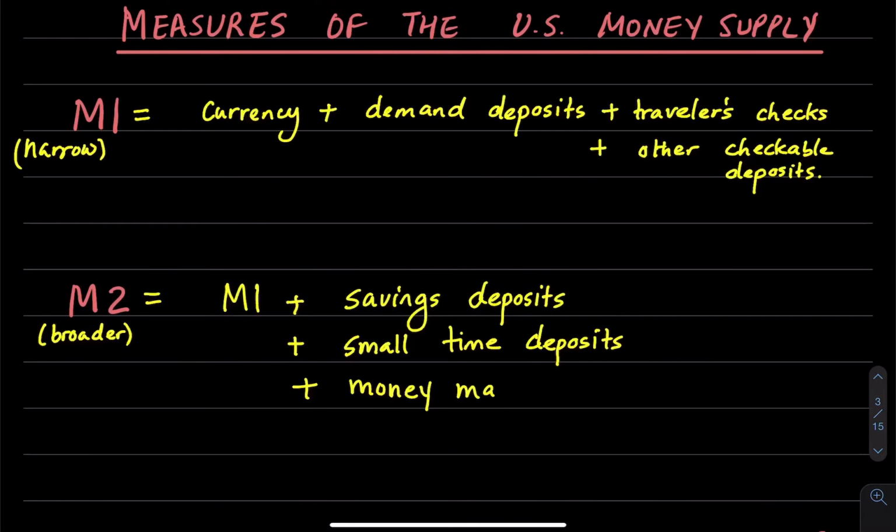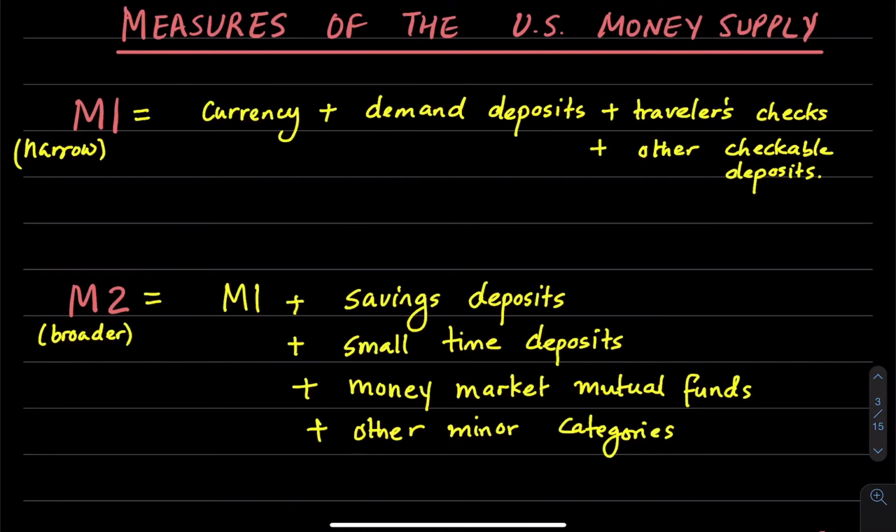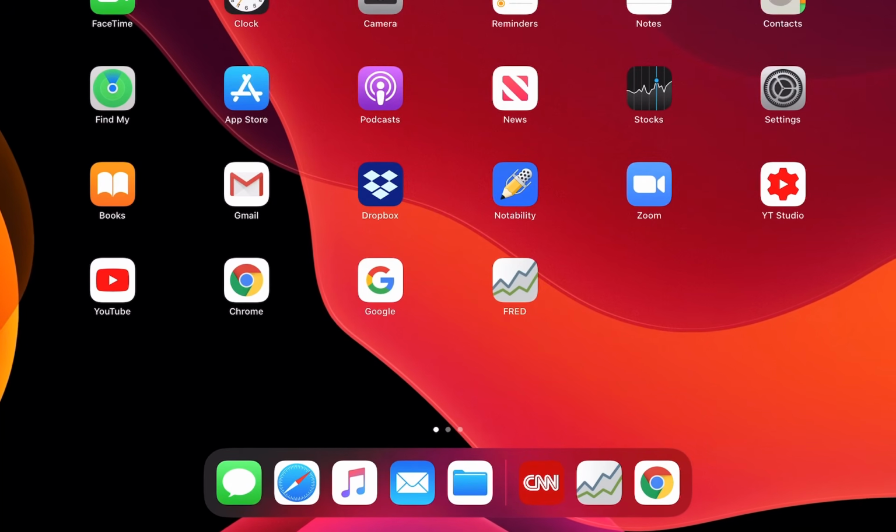It would have money market mutual funds, and then there are some other minor categories. A money market mutual fund is an open-ended mutual fund that invests in short-term securities such as US Treasury bills and commercial paper. These are regarded as being as safe as bank deposits and do provide a high yield. All of these are still pretty liquid forms, but of course everything that was in M1 is more liquid than M2. So let's take a look at what these are for the United States.